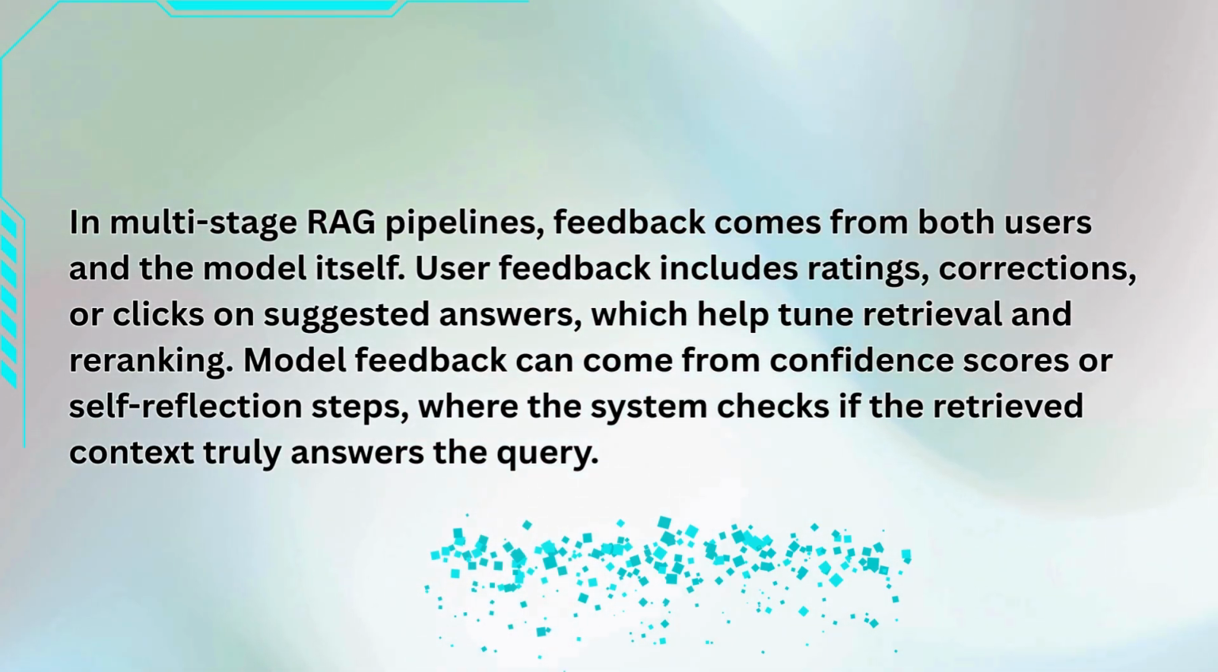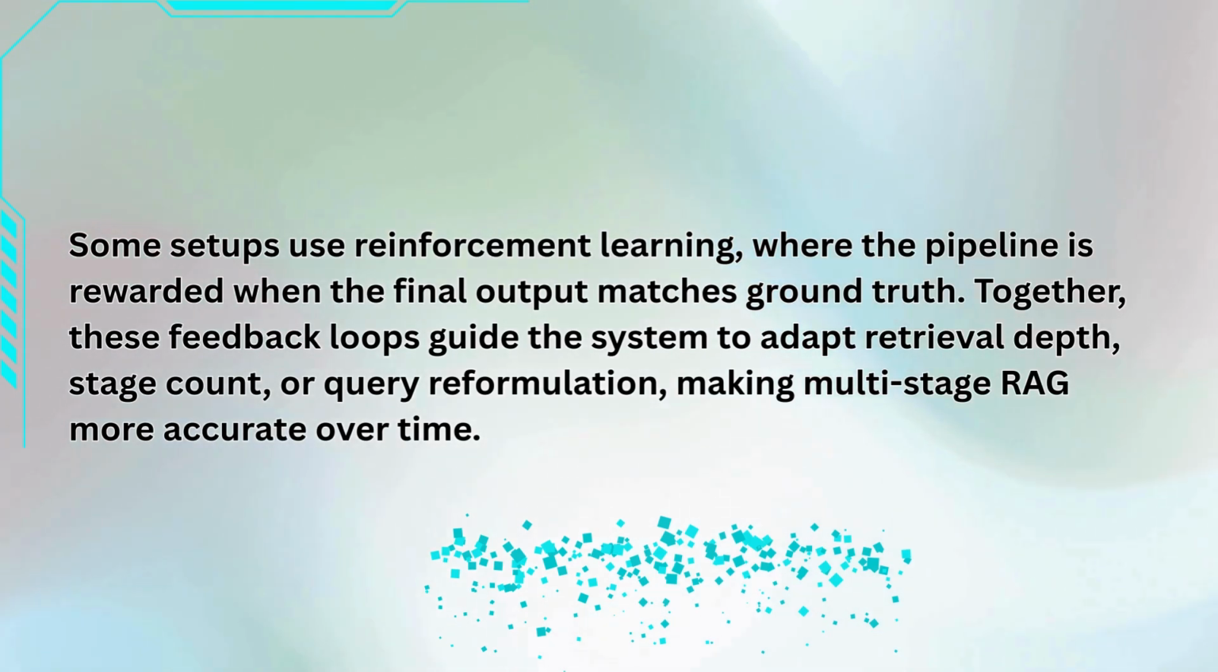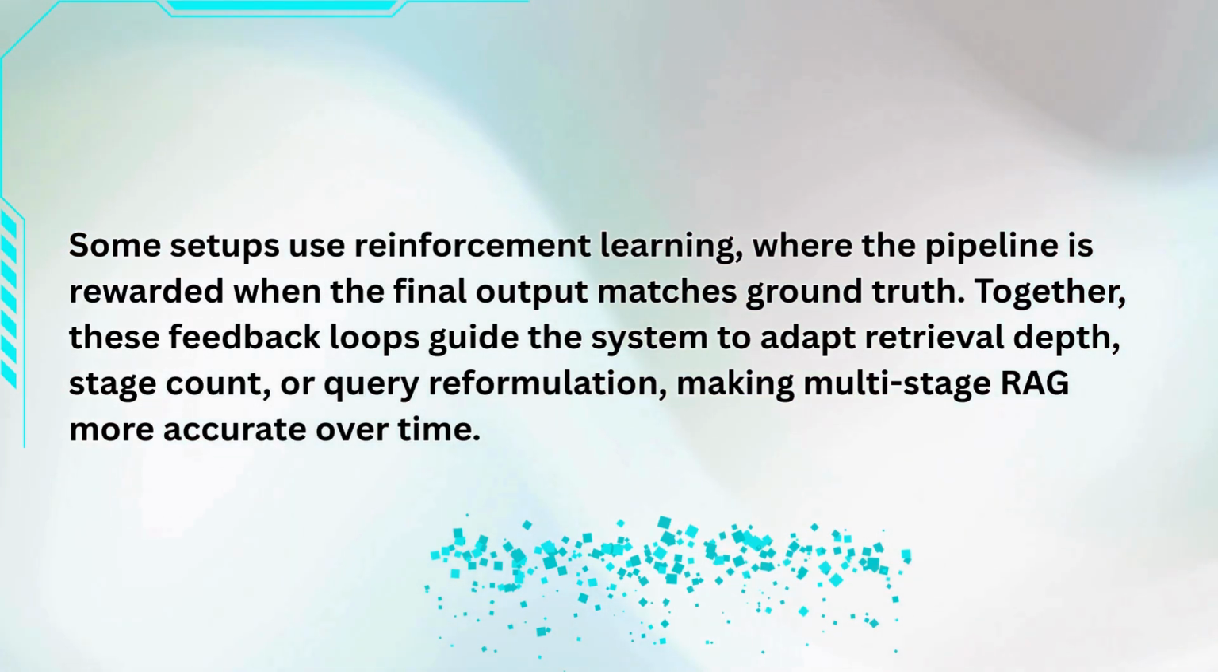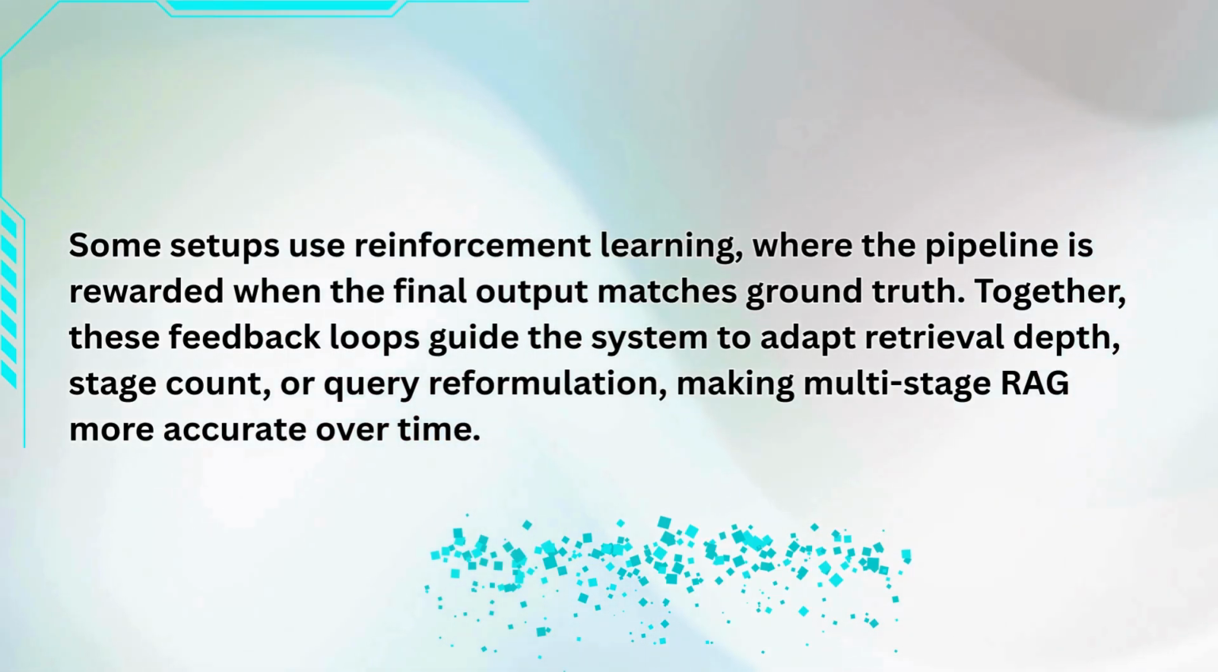Model feedback can come from confidence scores or self-reflection steps, where the system checks if the retrieved context truly answers the query. Some setups use reinforcement learning, where the pipeline is rewarded when the final output matches ground truth. Together, these feedback loops guide the system to adapt retrieval depth, stage count, or query reformulation, making multi-stage RAG more accurate over time.